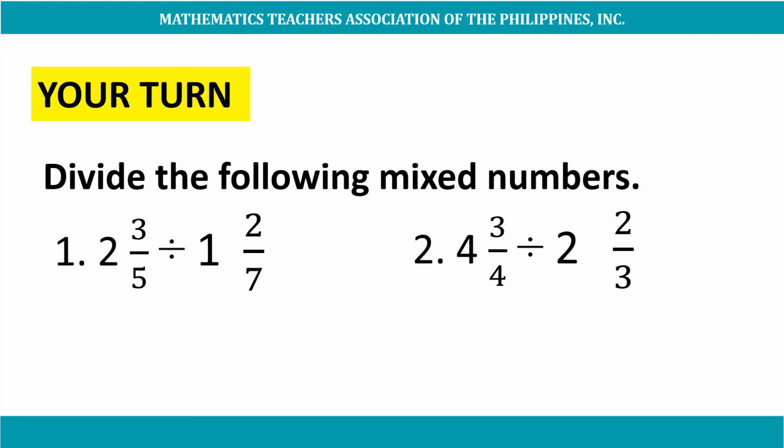Alright, time is up. Let us now check your answers. For number 1, the correct answer is, yes, it's 2 and 1 over 45. For number 2, yes, it's 1 and 25 over 32. Good job, kids!